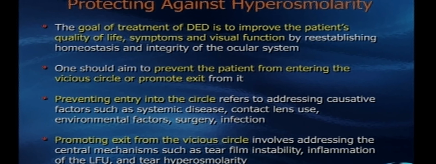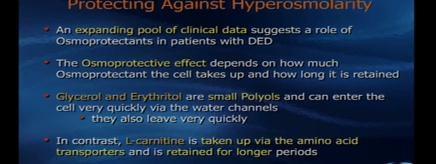So the goal of treatment in DED is to improve the patient's quality of life and symptoms, and to prevent the patient from entering the vicious circle, or to promote the exit from there, and to prevent anything entering into the circle which is a causative factor such as environment and other systemic disease, and promoting the exit from the vicious circle, which involves addressing the central mechanisms such as tear film instability, inflammation, and tear hyperosmolarity. And there's an expanding pool of clinical data that suggests that osmoprotectants are fairly effective.